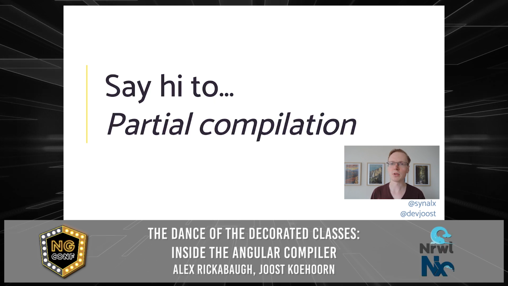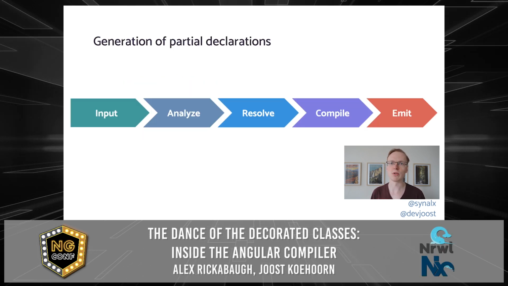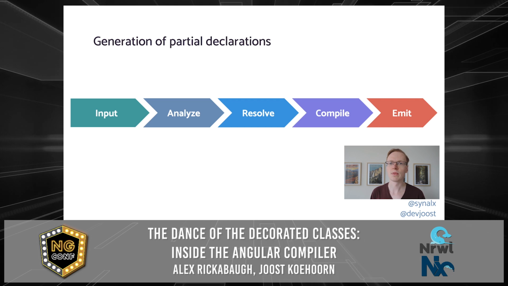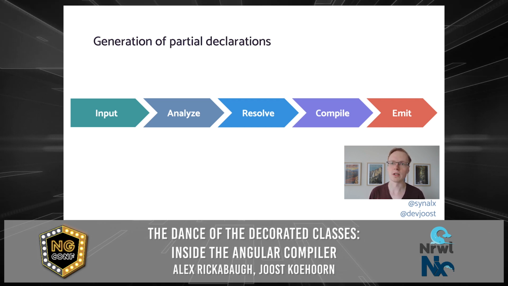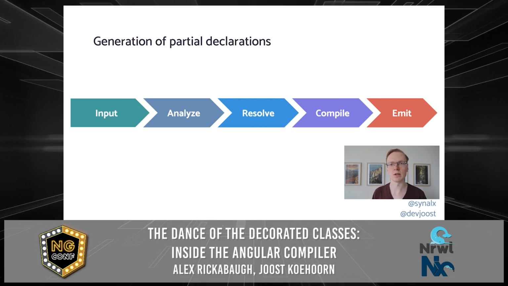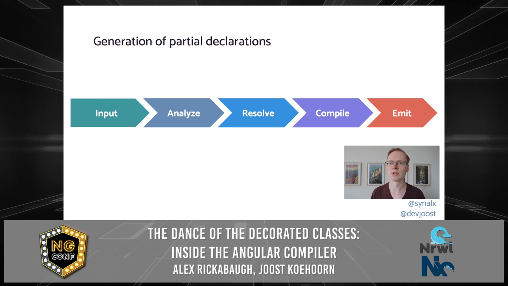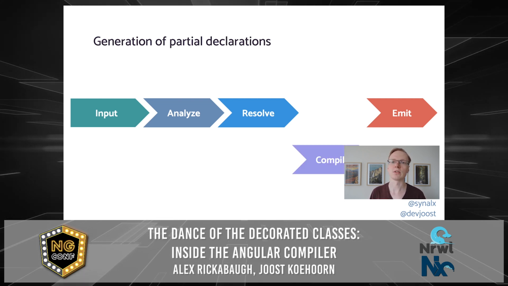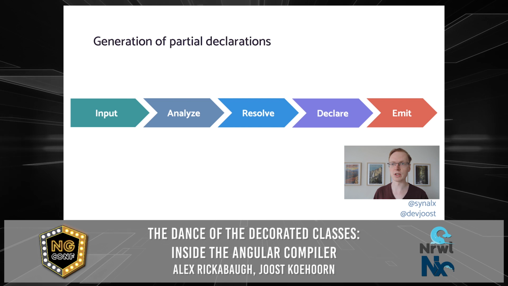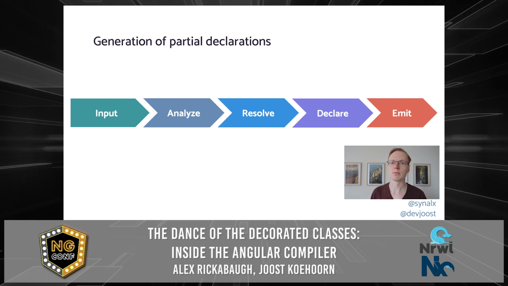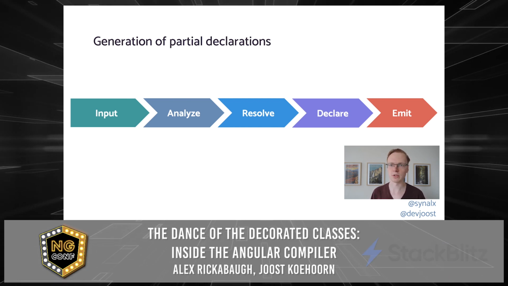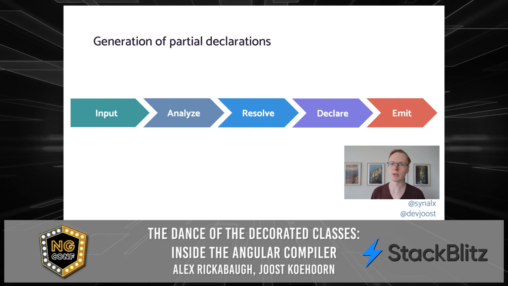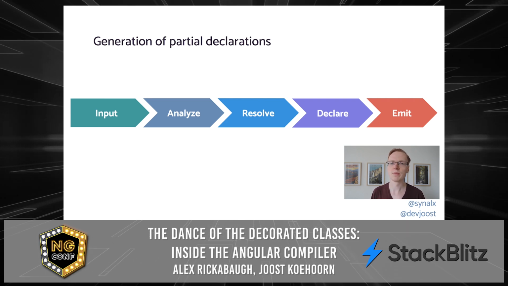Instead, we've opted for a new compilation mode that we call partial compilation. What we've learned from ngcc is that the analysis and resolve phases can be done at the time a library is built, exactly the same as it would for applications. Only the compilation phase is changed, such that the compiler no longer generates fully compiled Ivy definitions, but rather what we refer to as partial declarations. Let's see what that means using an example.